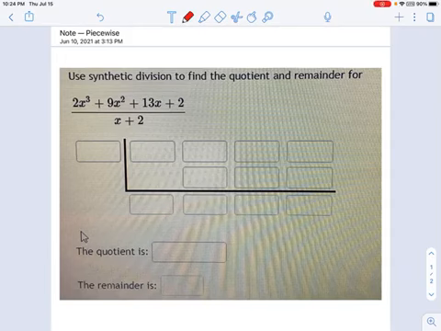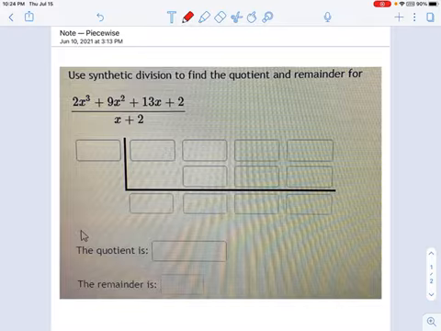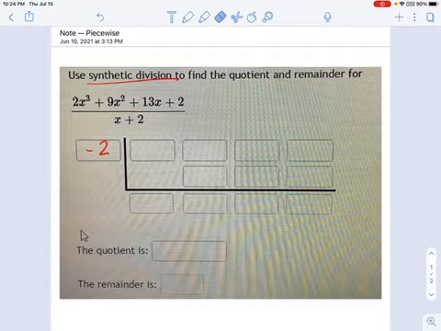So in this example, I'm just going to go over how we actually do synthetic division. And we went over this in class, I'll just speed through it right now. You take the root of the divisor, and the root there is -2, and you take the coefficients of the dividend. Dividend's up top, remember?